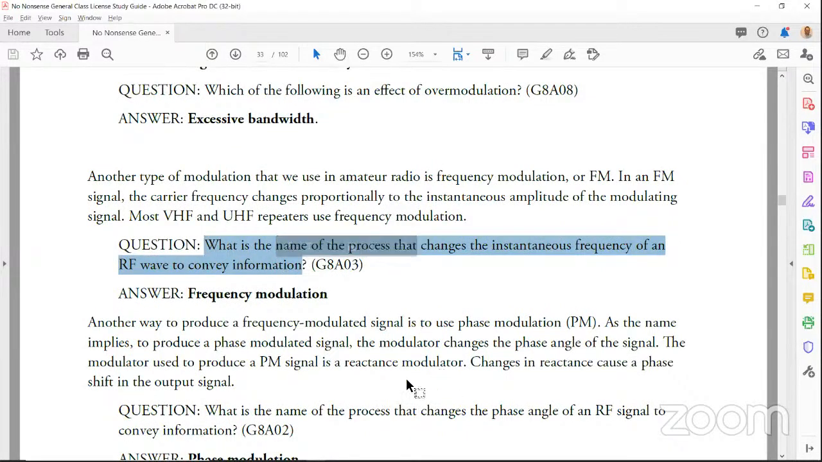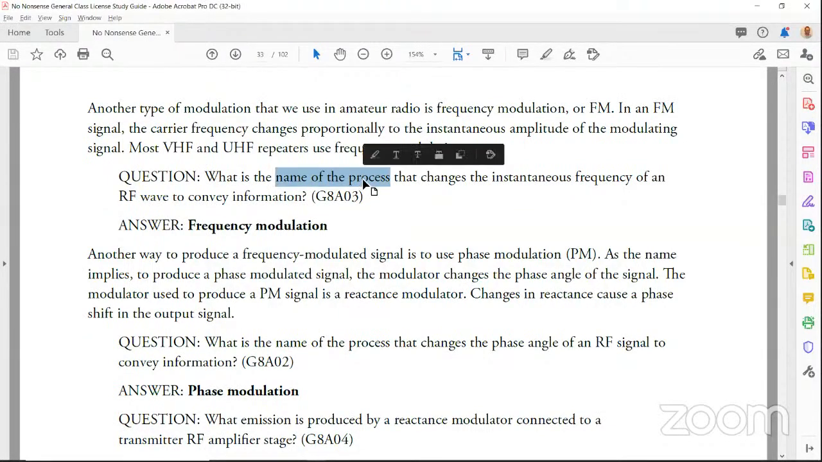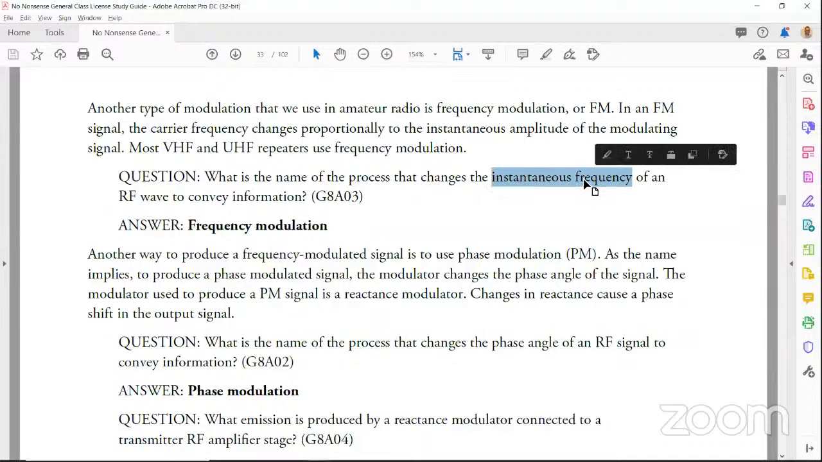Moving right along. What is the name of the process that changes the instantaneous frequency of an RF wave to convey information? Okay, let's dissect this one. They say, what is the name of the process? Now, they could have easily asked, what mode? But they say, what is the name of the process that changes the instantaneous frequency? So it's not the amplitude or the power level that is changing. It's the frequency of the RF wave that is changing to convey information.